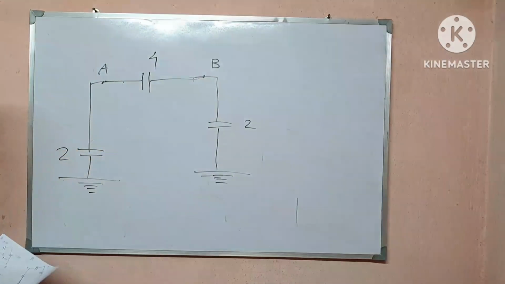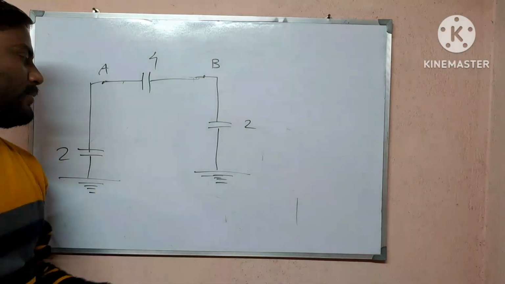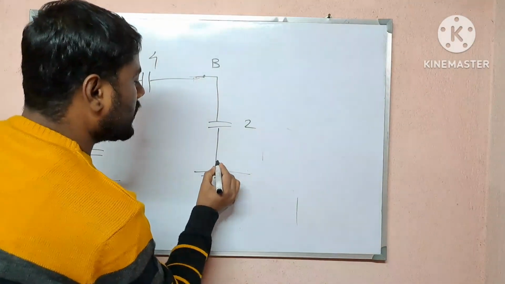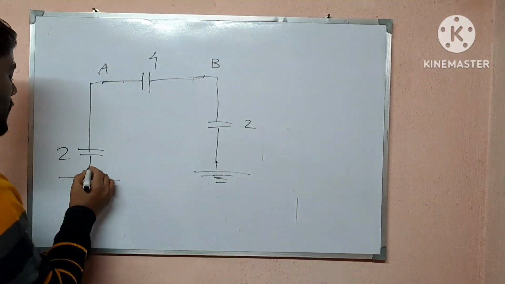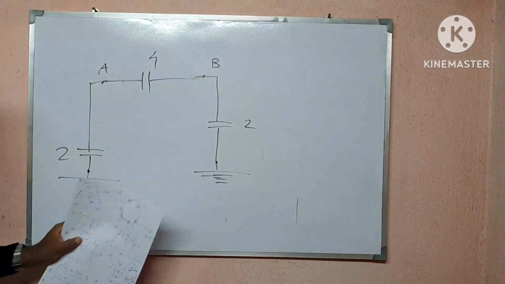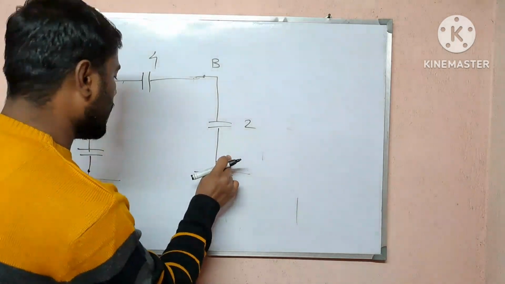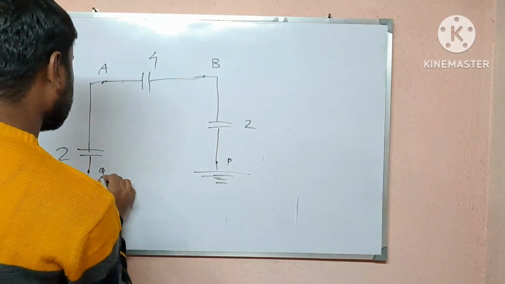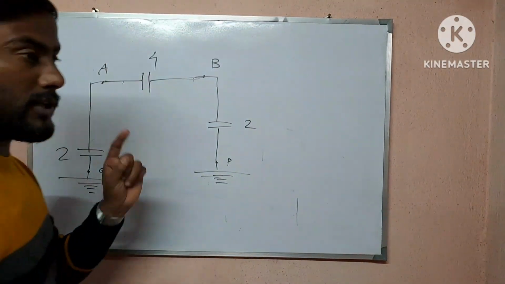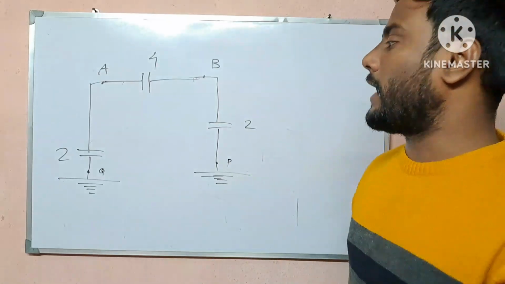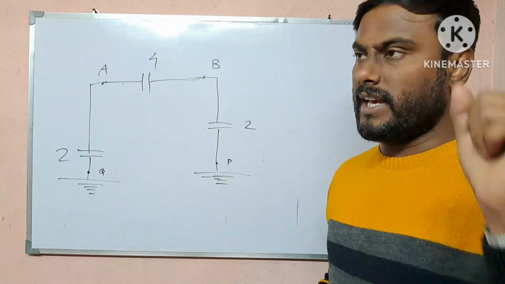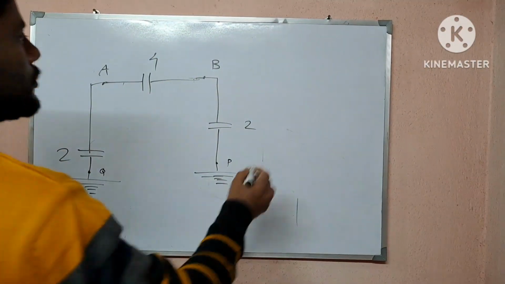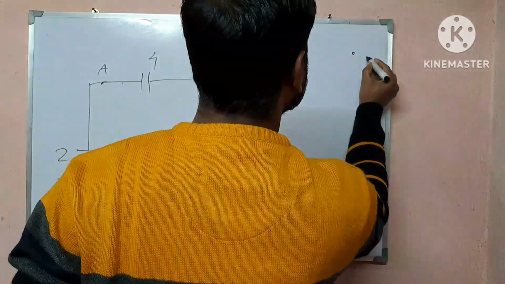Now what will we do? Just see carefully. This point is grounded, and this point is grounded. That means the potential of that point is 0 because it is grounded. Similarly, the potential of that point is also 0 because it is also grounded. That means the potentials of those two points are the same. If you write this is P, this is Q, then P and Q are identical, because in an electronic circuit, if the potentials of any two points are the same, then we can consider them the same point. So here P and Q are the same. So what will we do? This is A, this is B.